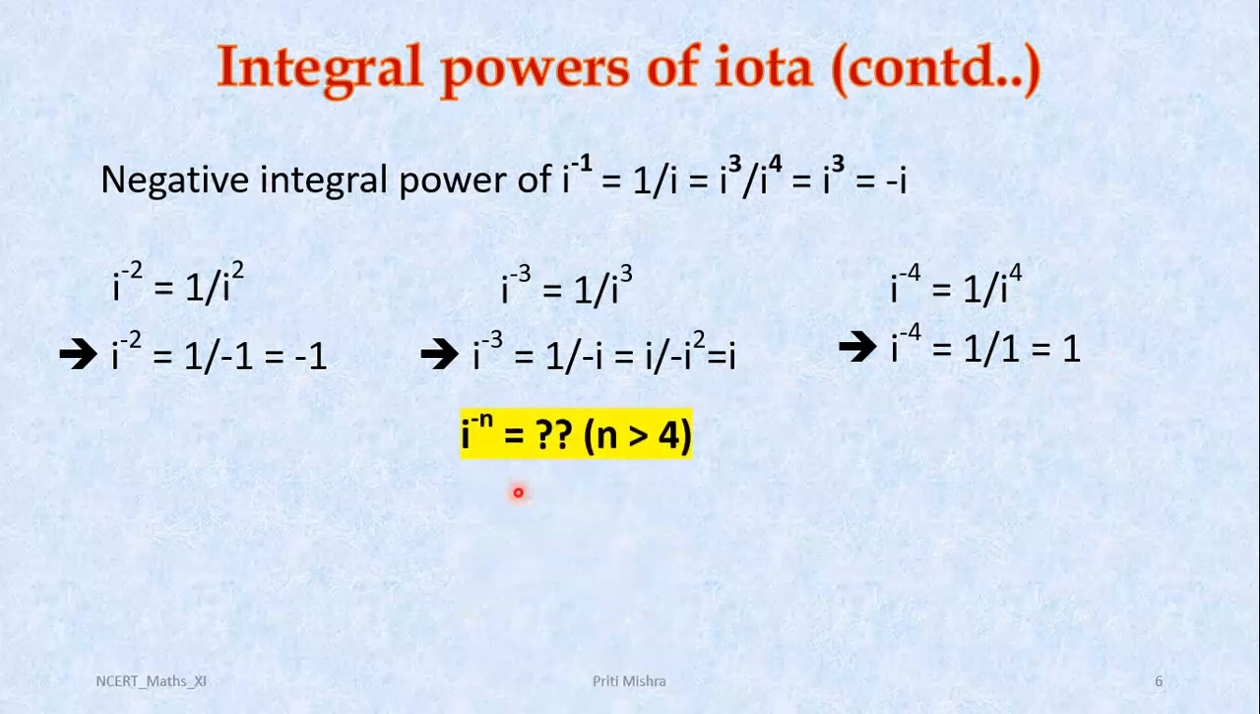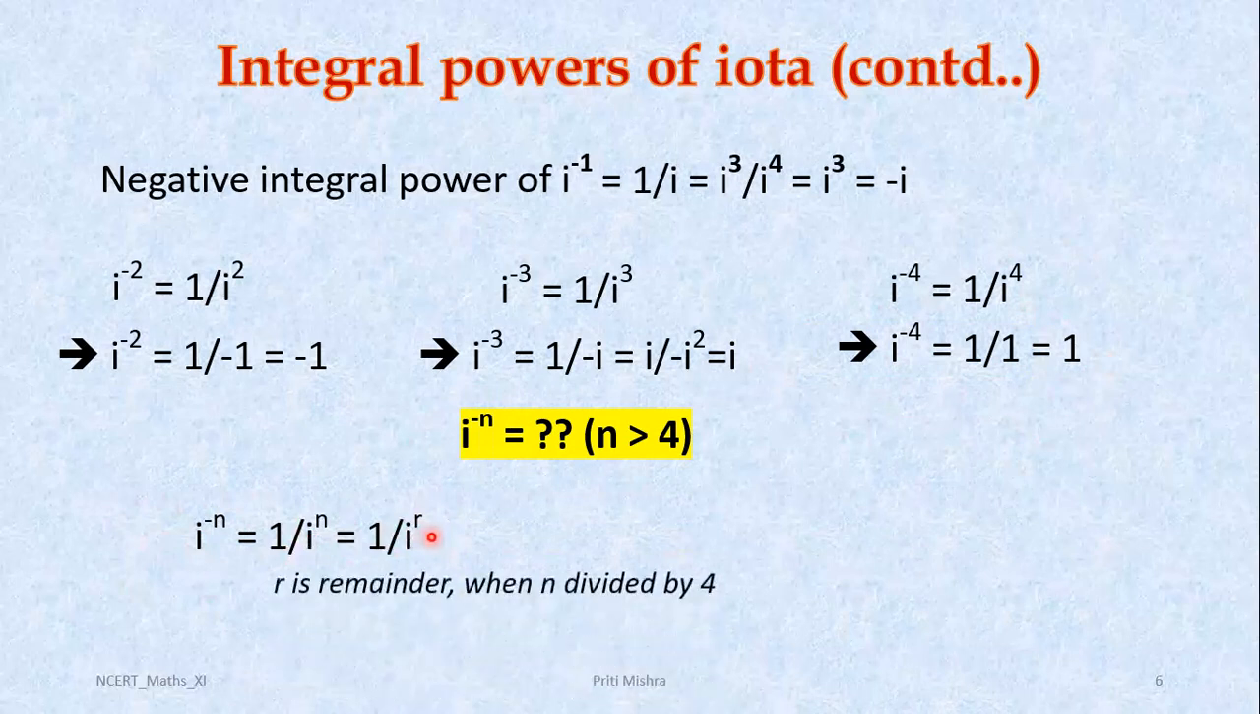Again, in the same way, if we have to calculate i raised to the power -n, where n is greater than 4, we just have to convert this negative power into a positive power. So 1 upon i raised to the power n, and i raised to the power n can be written as i raised to the power r with the remainder method for complex numbers, where r is the remainder when n is divided by 4.